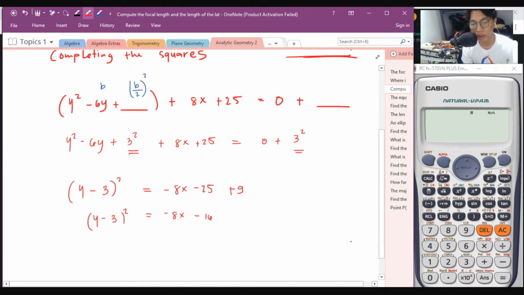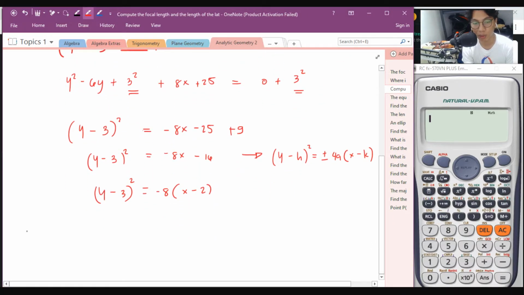Okay. Ito ba yung final form na ng standard equation? Hindi pa. Kasi dapat ang standard equation natin is y minus h squared equal to positive negative 4a x minus k. Yan. Hindi pa nasunod itong kabilang side. So, we factor out yung 8 equal to negative 8 x minus 2. Y minus 3 squared. Now, we can solve for the latus rectum. Yung latus rectum natin is equal to 4a. Equal mo dito sa negative 8.